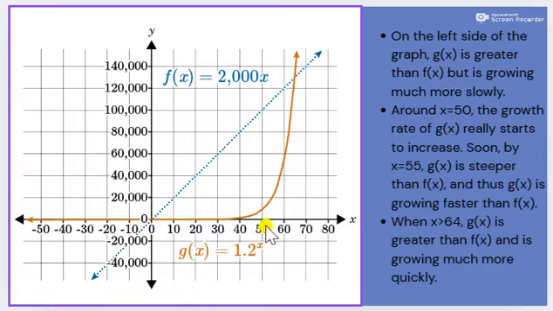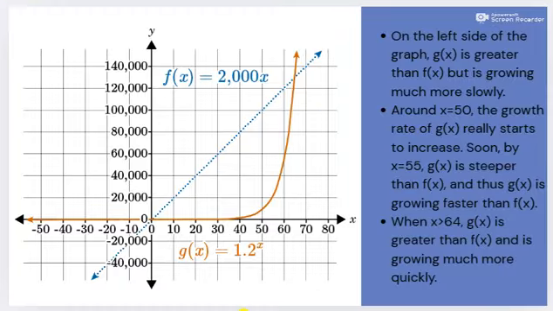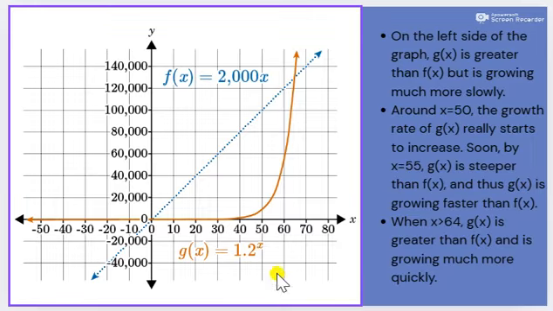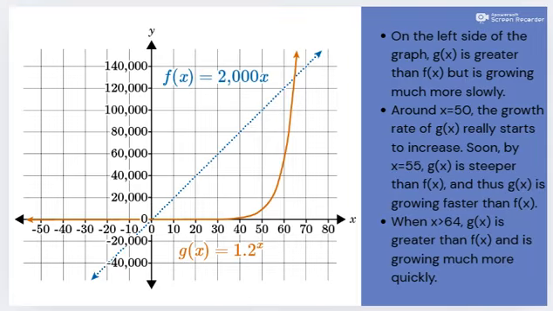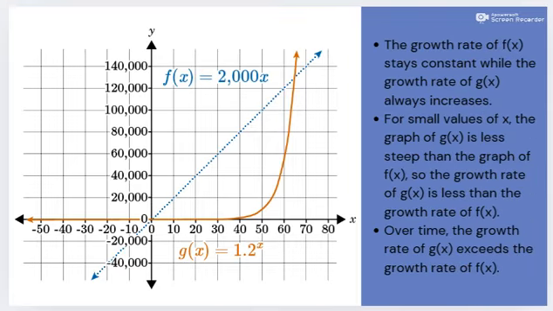Soon, by x equals 55, so about halfway through here, g of x is steeper than f of x. This is definitely steeper than our blue line. And thus, g of x is growing faster than f of x. When x is greater than 64, so about here-ish, g of x is greater than f of x and is growing much more quickly.